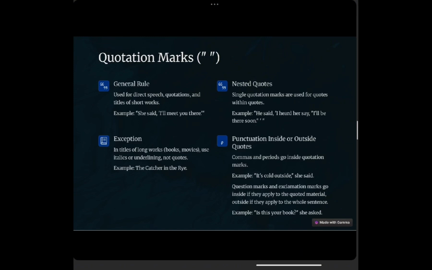Also, punctuation like commas and periods go inside the quotation marks, such as "It's cold outside," she said. Here, the comma goes inside the quotation marks. An exception is that titles of long works, books, movies, use italics or underlining, not quotes. Example, The Catcher in the Rye. Here we should not use quotation marks. Quotation marks help us share someone's exact words clearly and accurately.